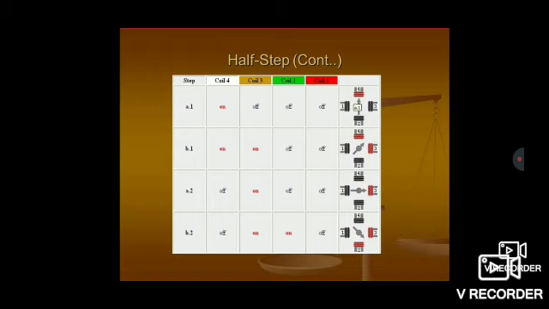Then for A2, coil 3 is on. That is a single phase. And for B2, coil 3 and coil 2 are on. That is the dual phase. So we have to give alternate single phase and dual phase for the half step operation.